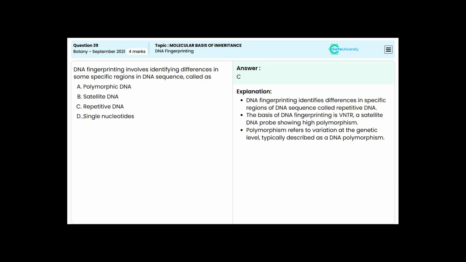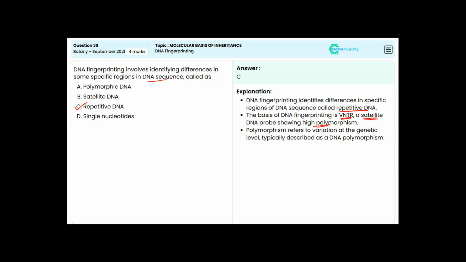Okay. Now it is about DNA fingerprinting. It involves identifying differences in some specific regions in the DNA sequence called what? The answer is repetitive DNA. So in DNA fingerprinting, they look for the difference in specific regions of DNA, and that is the repetitive DNA. The basis of DNA fingerprinting is the VNTR. It is also known as satellite DNA. A repetitive DNA probe shows high polymorphism. It will be different in different individuals, whereas in closely related individuals, it will be somewhat similar.